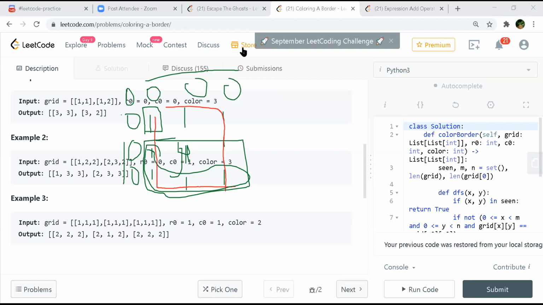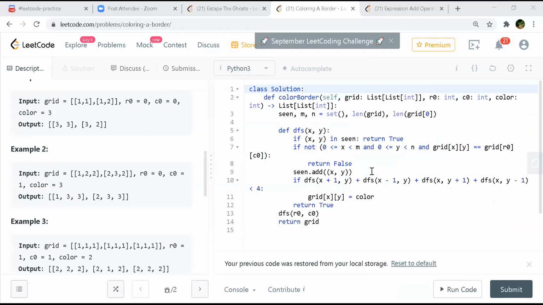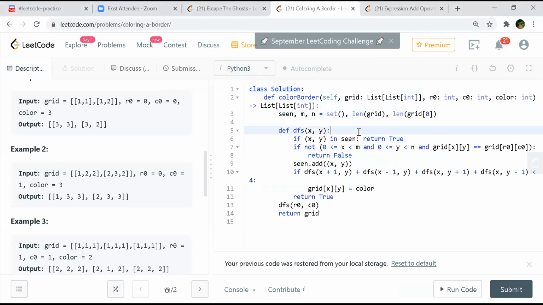So does anyone have an implementation of the way Dilip was explaining? No, I don't have it. Okay, then I'll share mine. Mine is the normal DFS. I'm taking a visited array as a set, calculating the rows and columns, and calling DFS on the initial position they have given. If you have already seen that coordinate, then we return true.